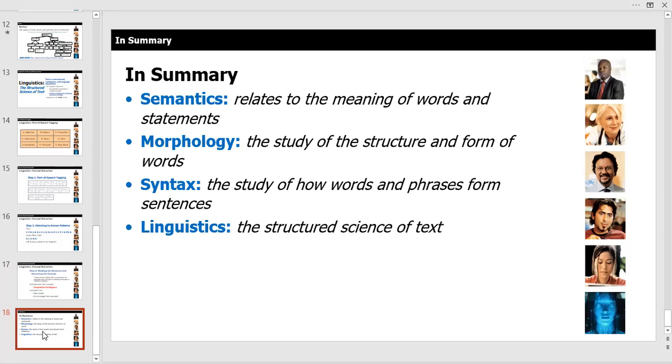Semantics relates to the meaning of words and statements. Morphology is the study of the structure and form of words. Syntax is the study of how words and phrases form sentences. And linguistics is the structured science of text.